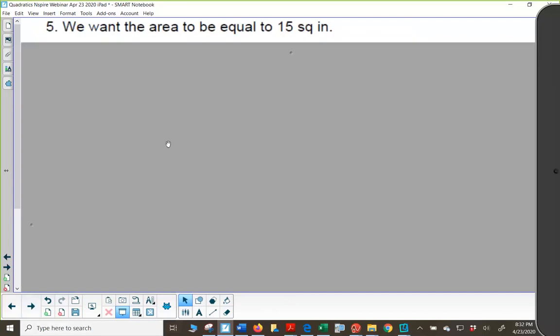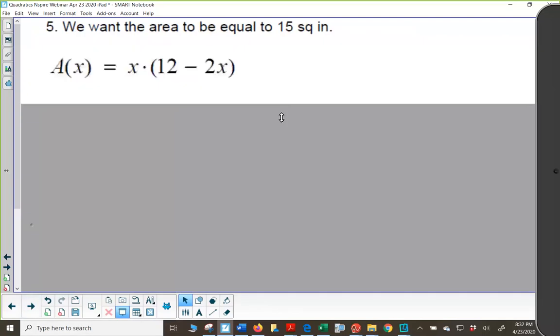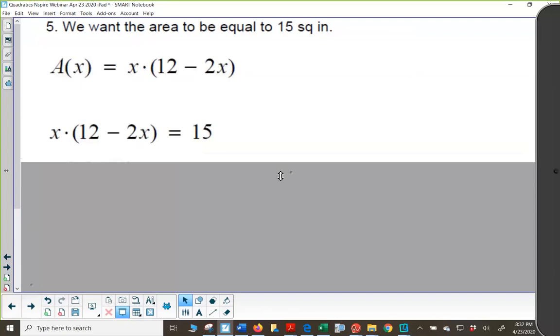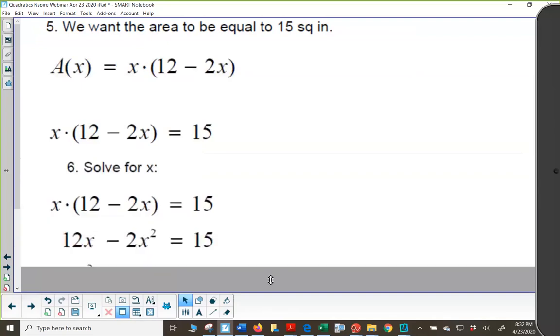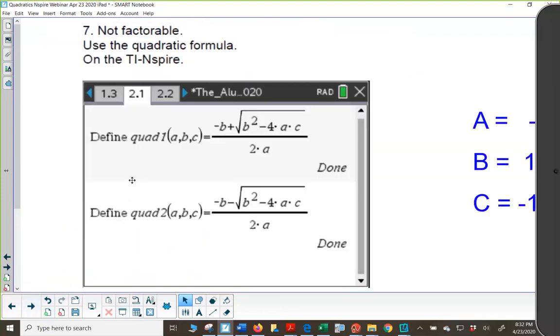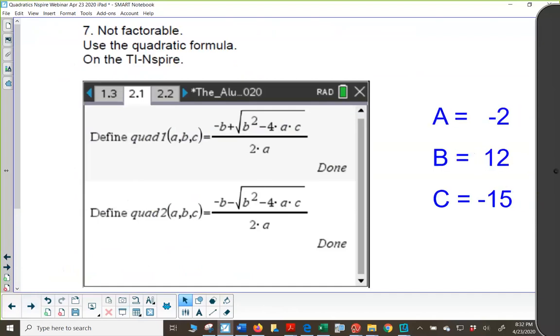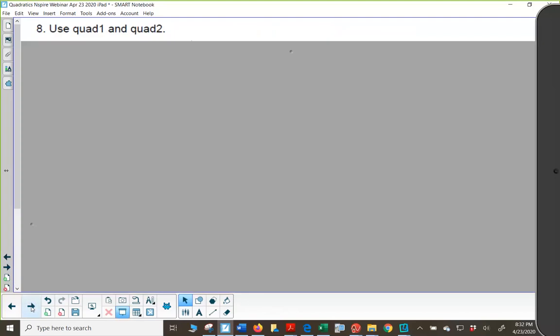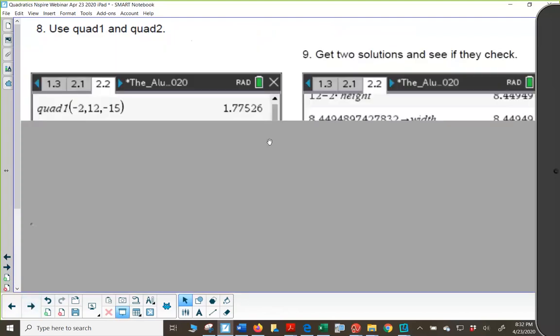Then we want the area to be equal to 15 square inches, so we set those equal, and then we go ahead and solve for X. And we get this quadratic equation in standard form that unfortunately cannot be factored, okay? And since I've already shown you this, I'll just show you what you get here. So we already had this typed into the calculator, into the handheld or into the iPad. We go ahead and put the numbers in and get the answers.